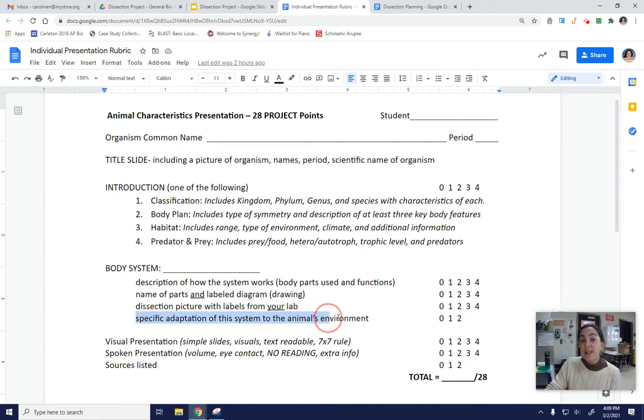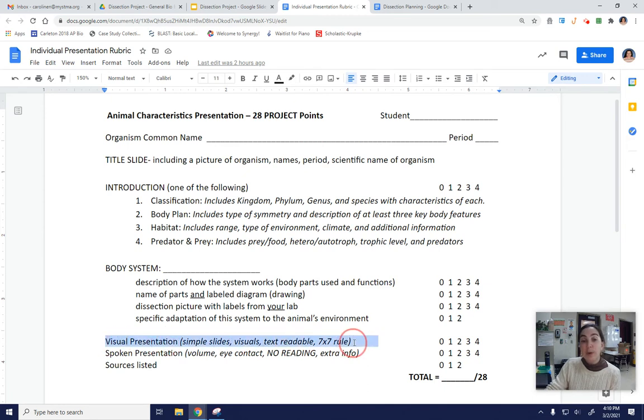The last piece is you need to explain how your body system helps the animal to survive and get food and reproduce and move within its particular environment. So those connections between the body parts and the organs that it has and how they work, and how that specifically makes it better adapted within its environment. In addition to the content, you also are getting some points for your presentation.